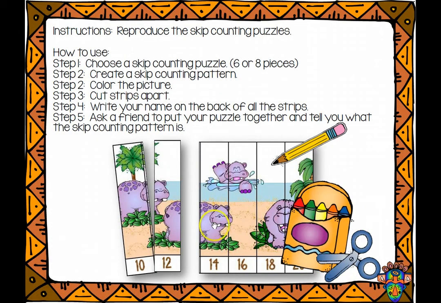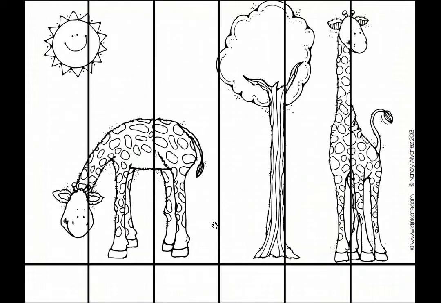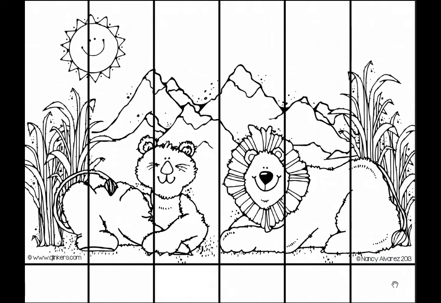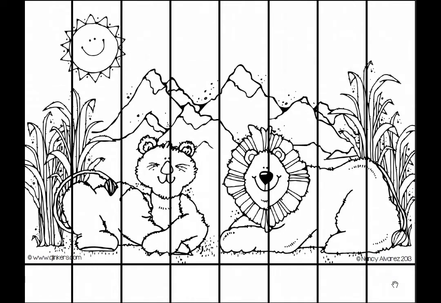This activity also comes with these black and white puzzles, and this is for students to create their own. So they can write the skip counting pattern at the bottom, color the picture, cut these strips apart, write their name on the back of each strip, and then they can have a friend put the skip counting pattern together to build the puzzle. And there are 6 and 8 strips, and these are the different puzzles.